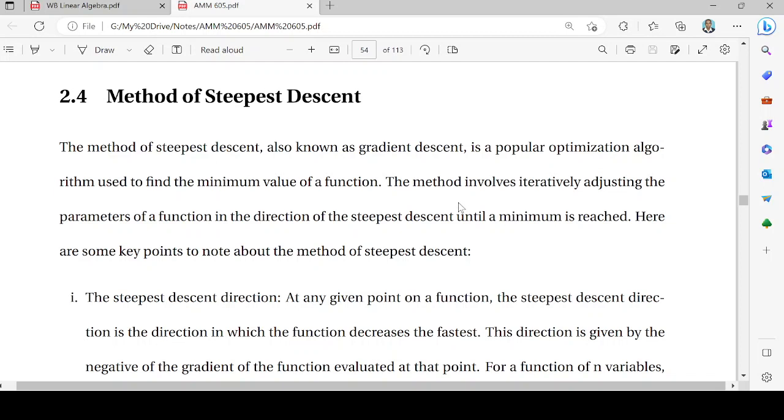Some key points to note about this method. One is the direction of the steepest descent. At any given point of the function, the steepest descent direction is the direction in which the function decreases the fastest. This direction is given by the negative of the gradient of the function evaluated at that point.